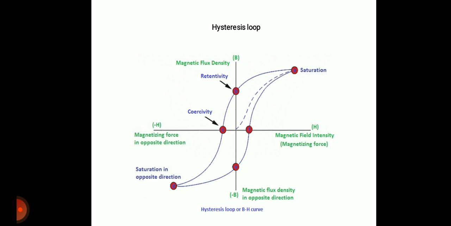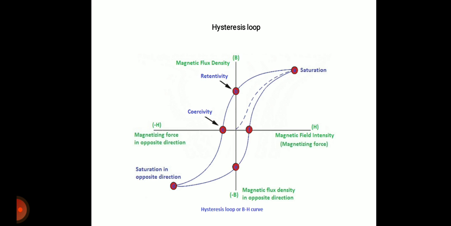Incrementing H from 0 to some value gives us this dotted line up to the saturation point A. From saturation point A, if we decrease the value of H to 0, the graph we get goes from A to B. For the value of H equal to 0, we get some value of magnetic flux density, which is called the retentive point B, or the residual magnetism. So for zero magnetic field strength, we get some value of magnetic flux density which is called the residual magnetism.